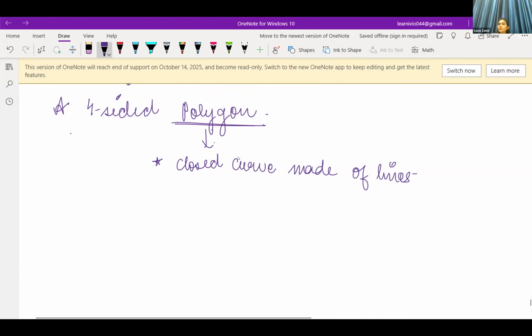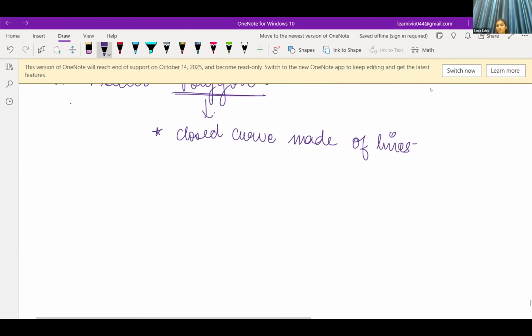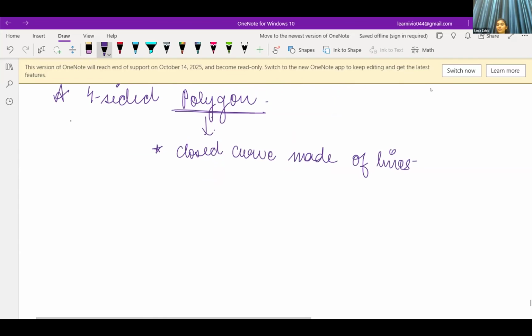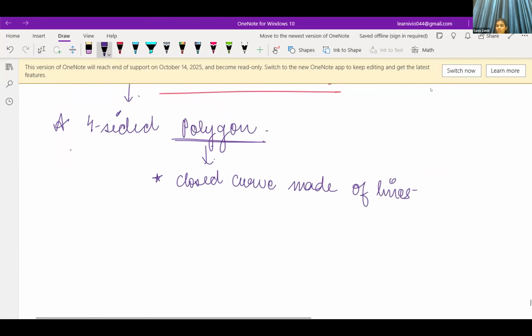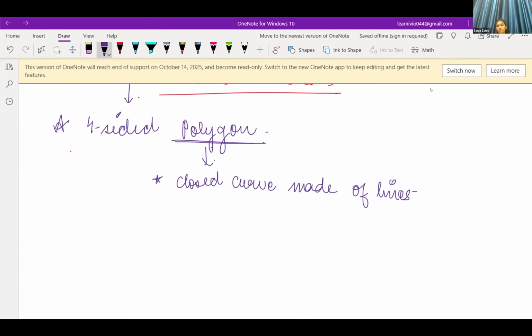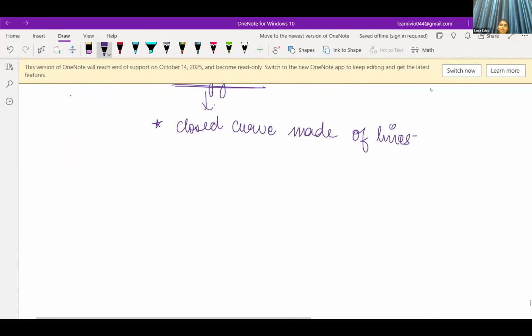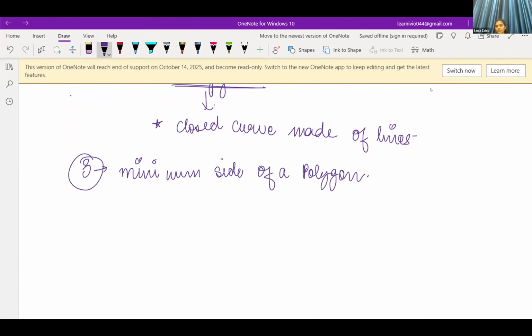Now can you tell me what is the simplest polygon? What can be the minimum number of sides possible for a polygon? How come minimum is 10? I'm writing polygon, four-sided polygon is also there. 3. Very good. 3 is the minimum number of sides of a polygon. Right, children? So can you tell me now what is this polygon of 3 sides called? Triangle. Very good. A polygon of 3 sides is called a triangle.